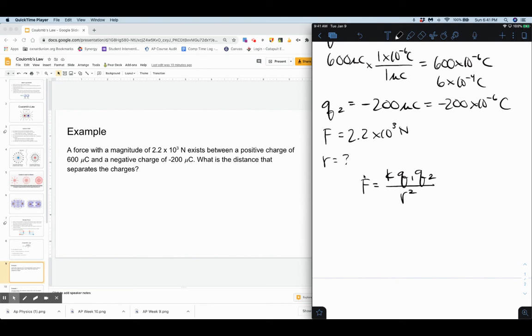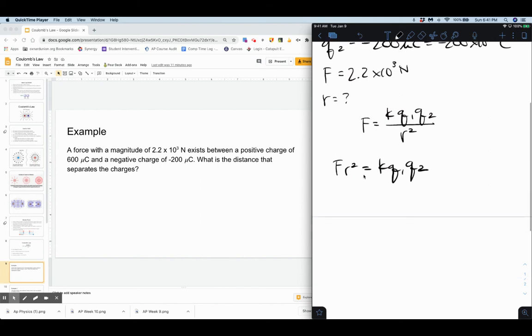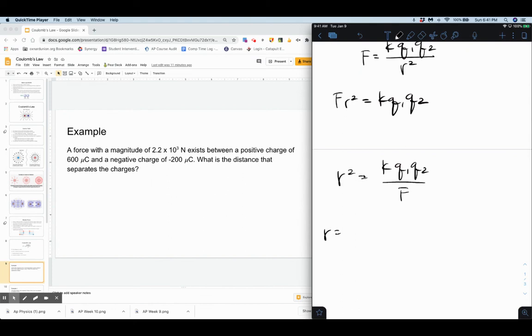Now, I want to know R, right? So what I can do here is solve this equation for R, or I can start plugging in my numbers. That's totally fine. But what I'm going to do is solve the equation for R. I'm just going to cross multiply here. So I get F R squared equals K Q1 Q2. And then I'm going to divide by F. So I get R squared is equal to K Q1 times Q2 over force. And then we'll take the square root of both sides. So we get R is equal to the square root of K times Q1 times Q2 over force.